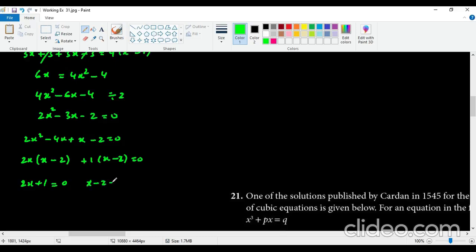So two values, 2x equals negative 1 and x equals positive 2. So x will be equal to negative 1 over 2. These are the two values for which you got the answer.